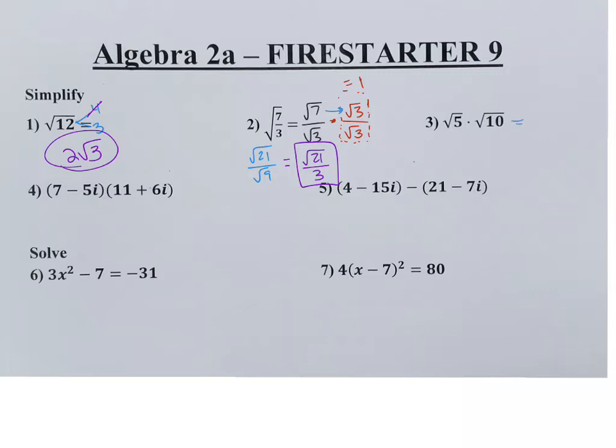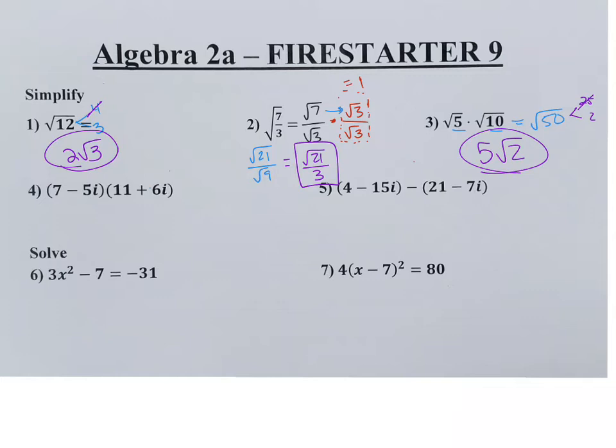Alright, number 3. Remember, I can multiply 5 and 10 together because they're both in jail, so it's the square root of 50. Now I'm going to break it down just like I've done before. 25 is perfect, 2 is not. 25 gets to leave jail, he turns into 5. 2 stays in jail forever, done.